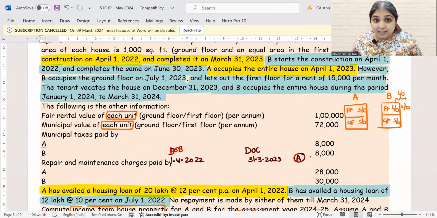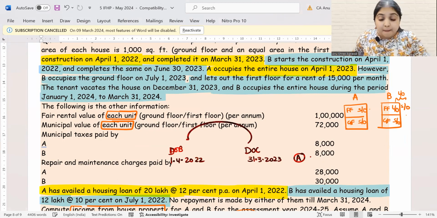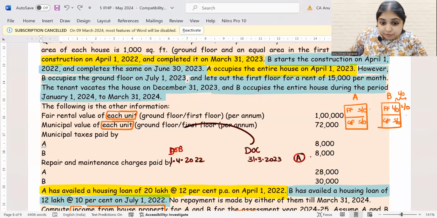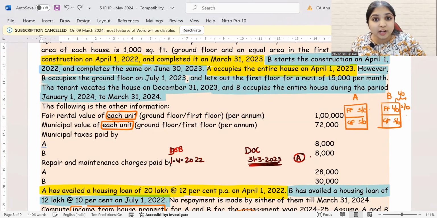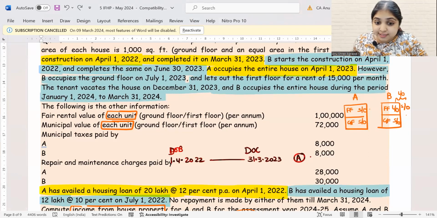Now tell me, will we have pre-construction interest? What did I tell you? How to check? Before the date of construction completion, was the loan already existing? Yes. The construction got completed only on 31st March 2023. Before that, on 1st April 2022 itself, we borrowed the loan.